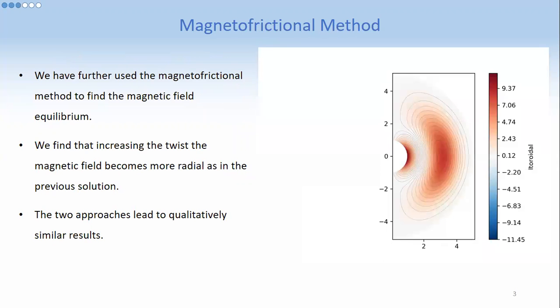We have also used the magnetofrictional method to find the magnetic field equilibrium. We find that increasing the twist, the magnetic field becomes more radial, as in the previous solution. We also find that the two approaches lead to qualitatively similar results.